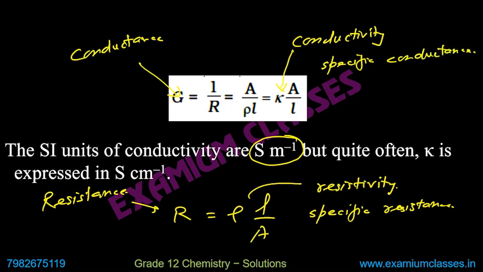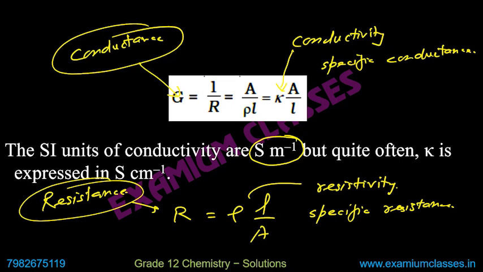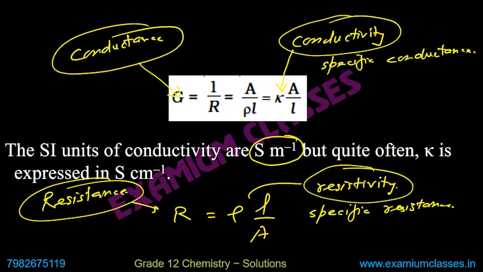If it is only conductance, it is G. Only resistance, it is R. Conductivity and resistivity, these are the proportionality constants, kappa and rho.